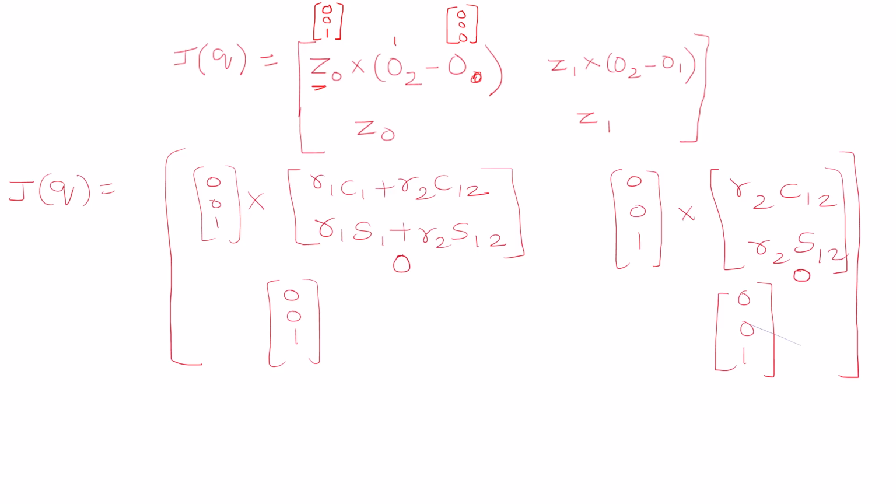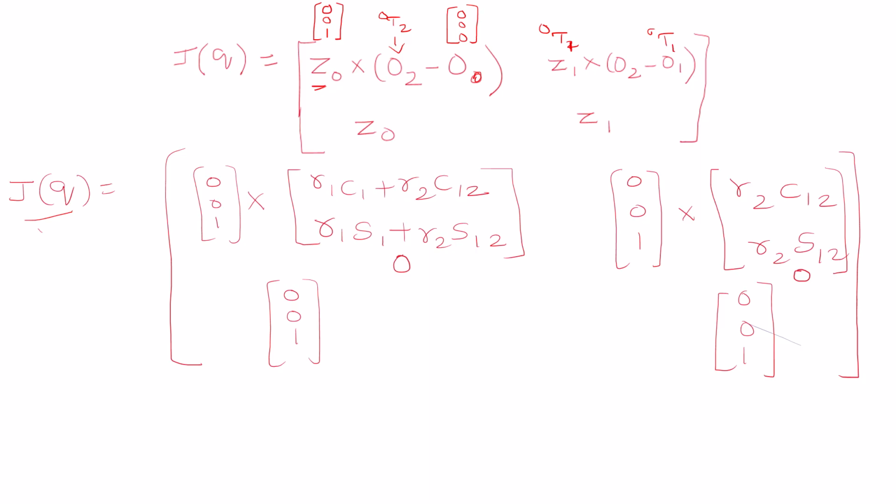And O2 we have got from the transformation matrix T to 0. And likewise Z1 we have got from the transformation matrix T1 to 0. And now O1 we have got again from the transformation matrix T1 to 0. So O1 represents the position vector of the transformation matrix T1 to 0. So whatever we require to be substituted in the formula we have got. So just substituting, we will be getting the J of Q as this, right?